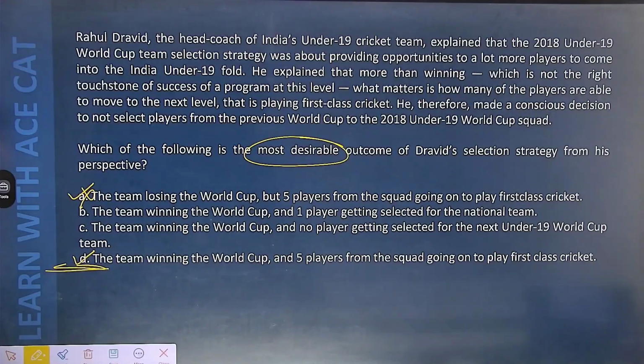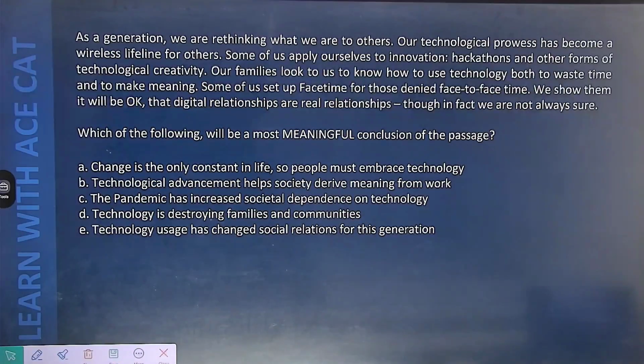The fourth option says the team winning the World Cup and 5 players from the squad going on to play first-class cricket. Yes, this becomes the best thing which can happen here. Try to understand. Rahul Dravid never wants us to lose the Under-19 World Cup, but he says that winning the Under-19 World Cup is not the sole focus. It is not the end goal. There is an even bigger important goal. But anyway, when I say most desirable outcome, 100% the fourth option becomes the correct answer. I think you agree with me? Yes? Wonderful. Let's come to question number 3.